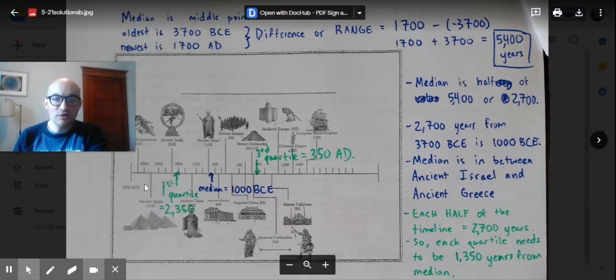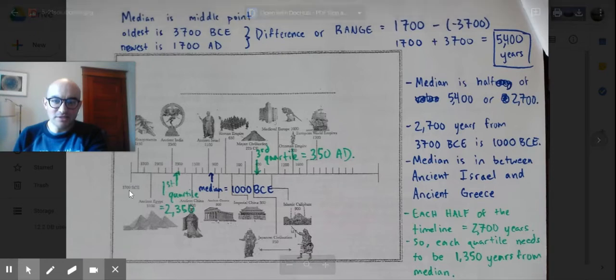So if I started out with 3,700 BCE, and I subtracted 2,700, or moved to the right 2,700 years, I'd end up right here where I marked it with my blue pen. This is my median. It is 1,000 BCE. And 1,000 BC is 2,700 years away from 1,700, which is our last date that we have recorded.